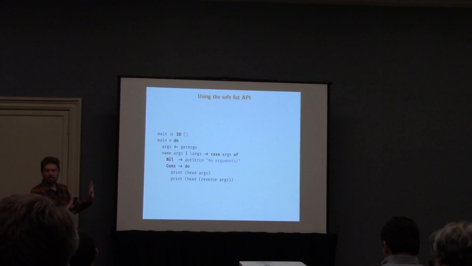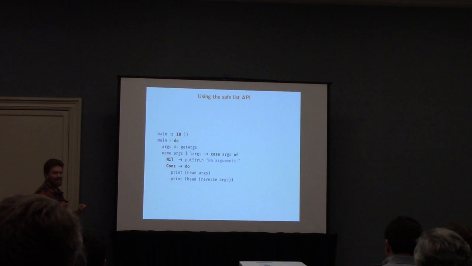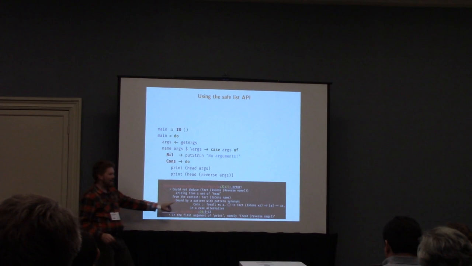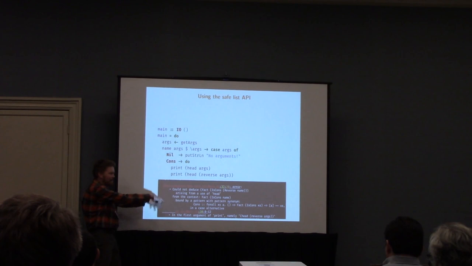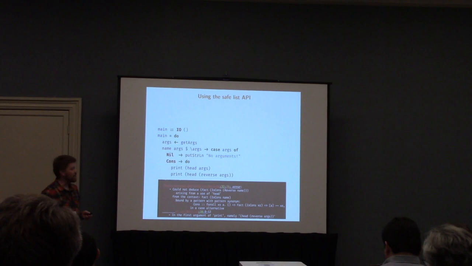Does anyone see why? Yeah, exactly. GHC is going to say, I couldn't deduce the fact that reverse is a const from the context, which is that name is a const. It's too bad it didn't call it xs, but whatever. So we have to actually tell GHC why we think it's true, why we think that this application of head is safe.